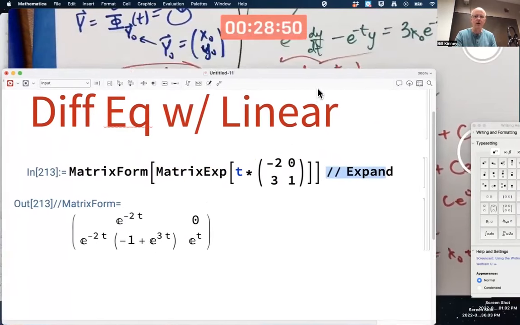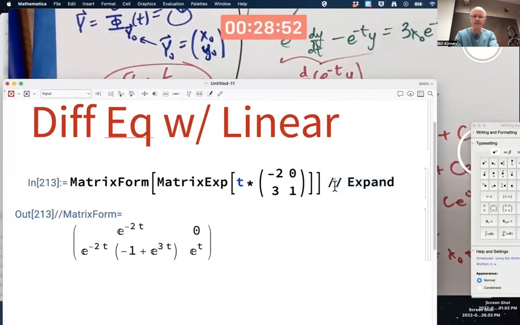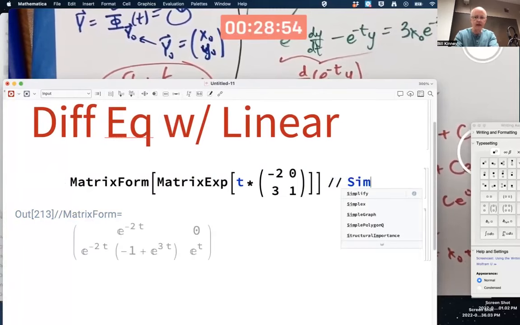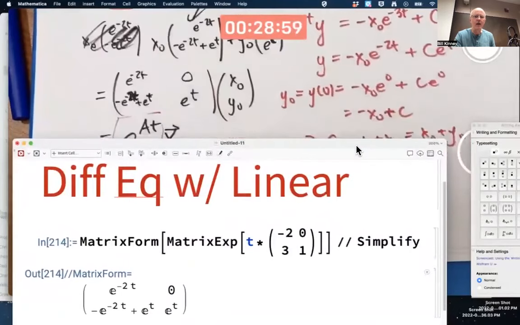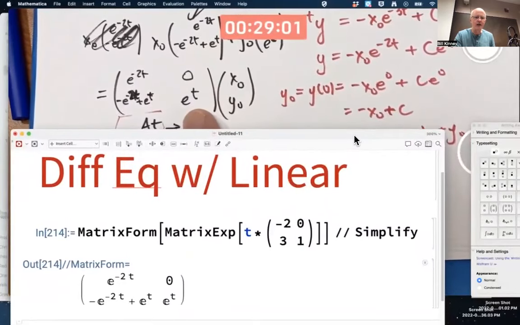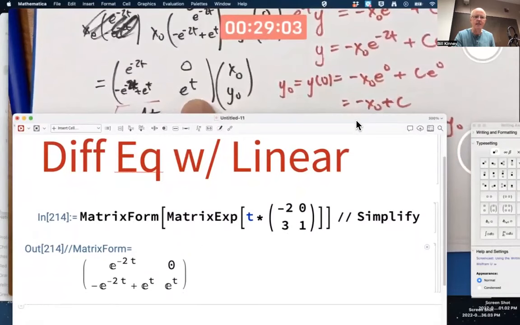Not quite sure why it's not expanding it there. Simplify. Okay, I guess that did it. Compare these two matrices, they are the same. Okay. So at the moment, we're relying on technology mostly to compute the matrix exponential quickly, at least.